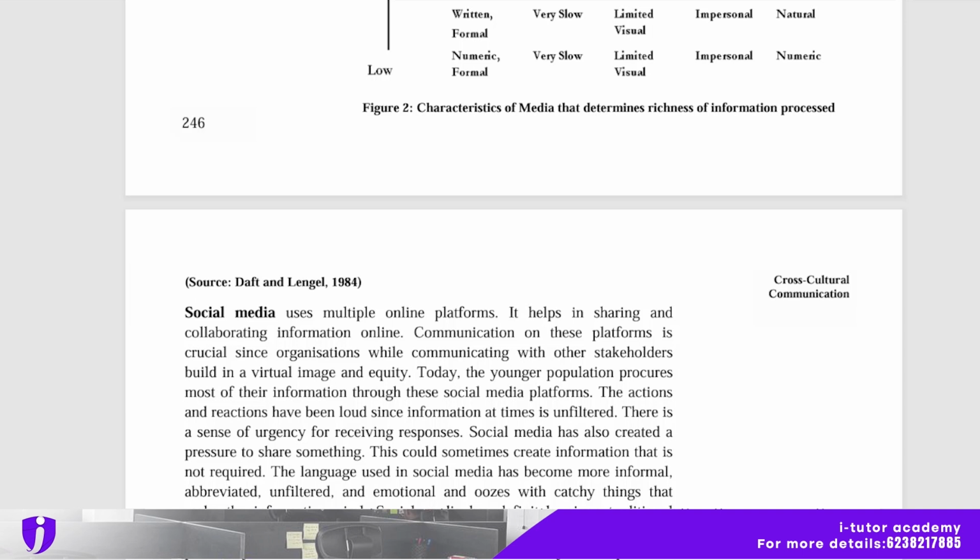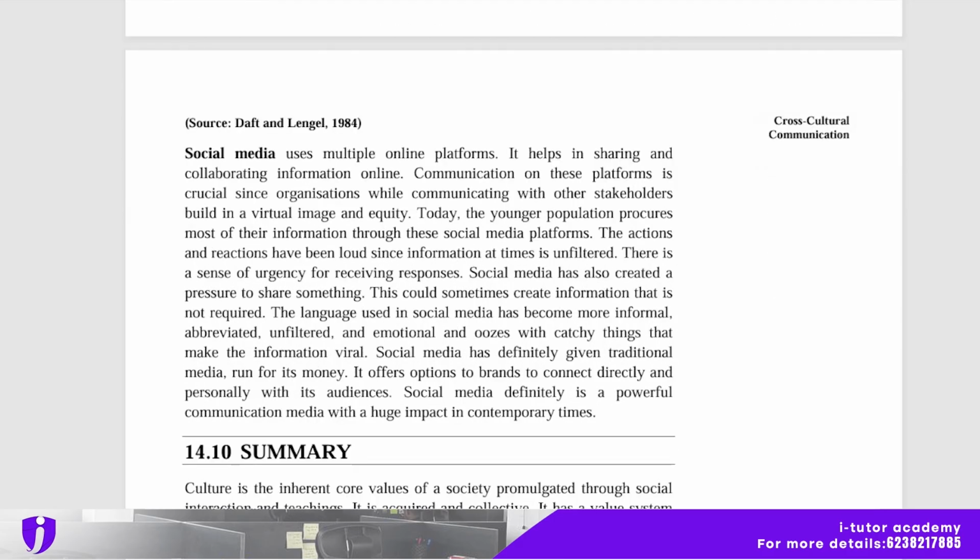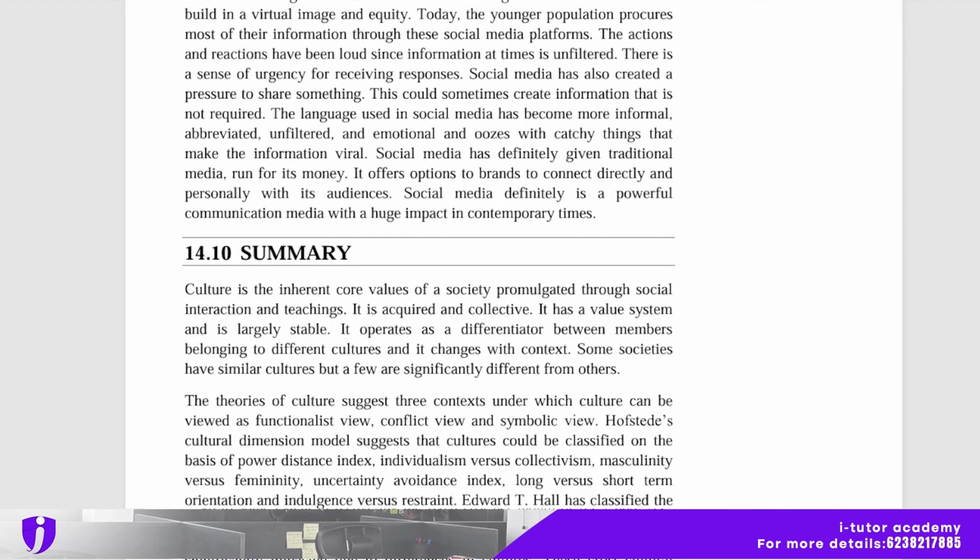Communication on this platform is crucial since organizations, while communicating with other stakeholders, build a virtual image and equity. Today, the younger population procures most of their information through these social media platforms. The action and reaction have been loud since information at a time is unfiltered. There is a sense of urgency for receiving responses. Social media has also created a pressure to share something. And that is about social media.